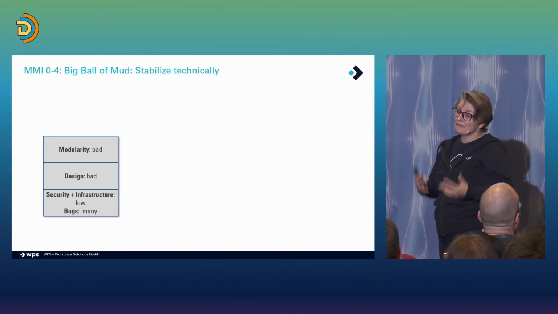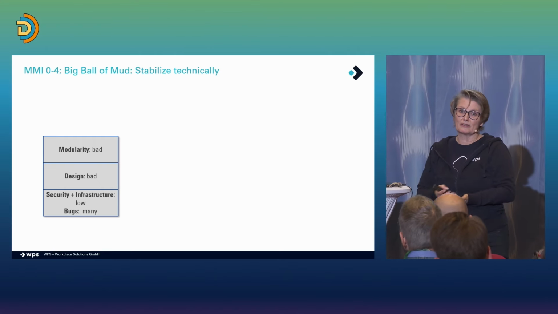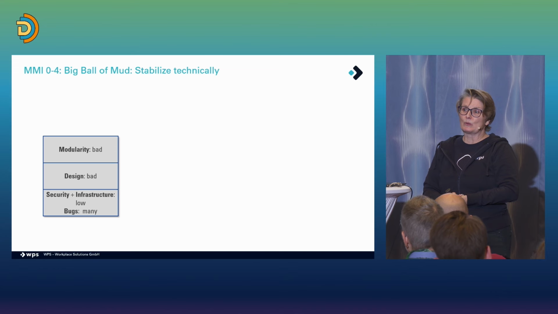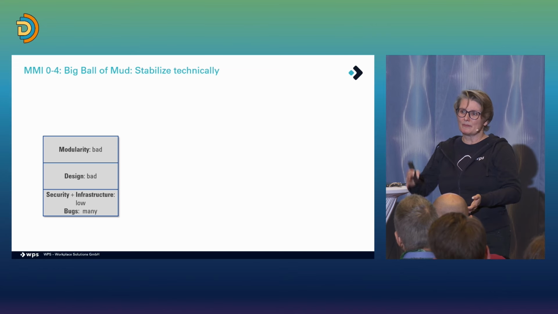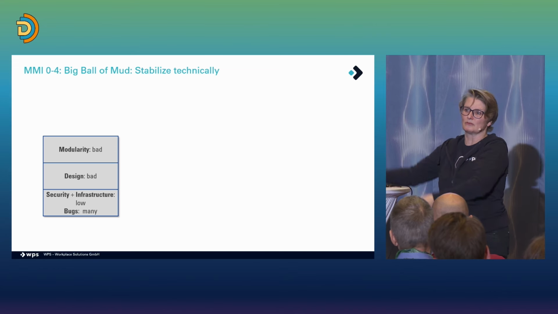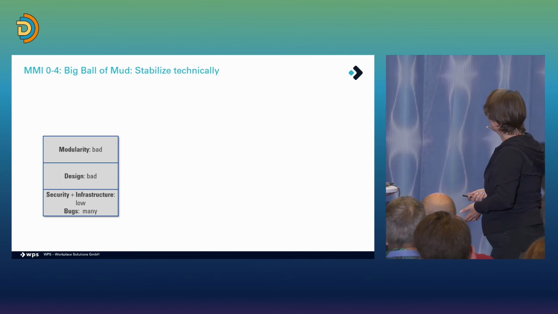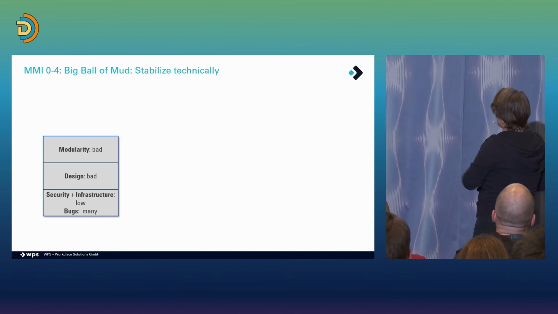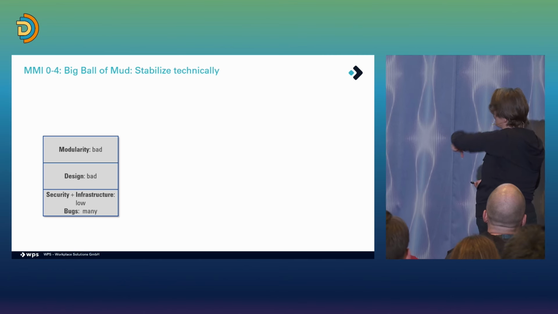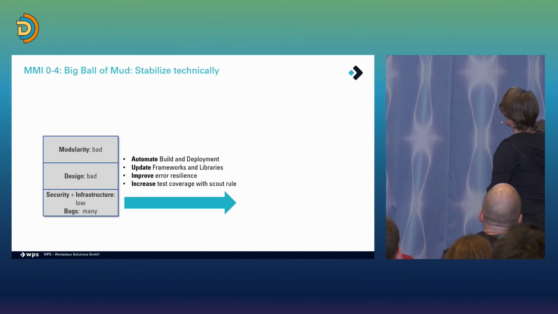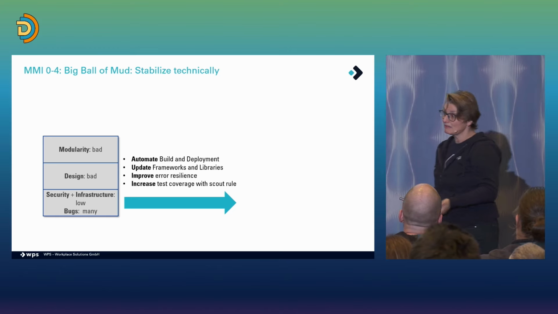So when we have a big ball of mud in front of us, we don't start by telling them to cut the thing into modular pieces. This is impossible. So what we do at the beginning is that we tell them, start on the bottom, do something for your system. Automate build and development.